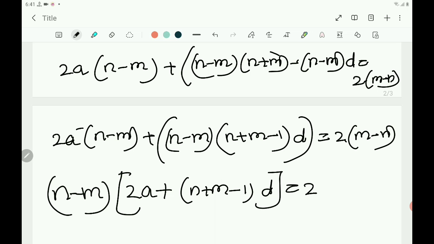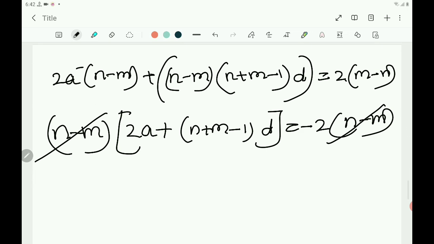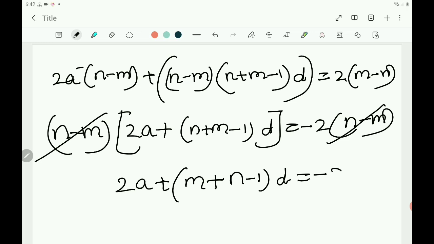Equals 2 into, here my n minus m is there, so better to write minus 2 into, interchanging these two, n minus m, to get the same factor on both the LHS and RHS. Then you can cancel them. n minus m cancels. So what is remaining? 2a plus m plus n minus 1 into d equals minus 2.